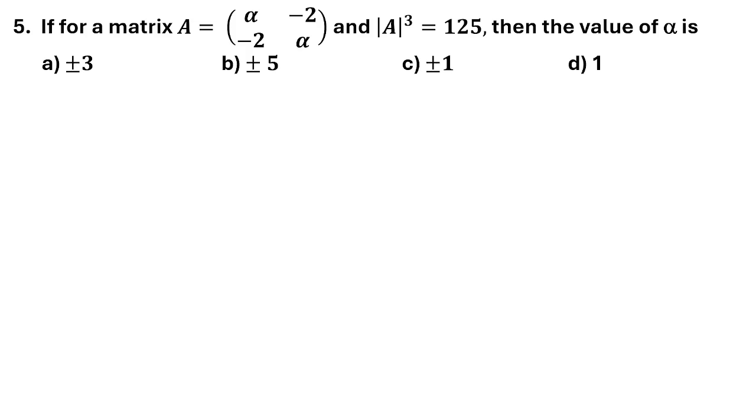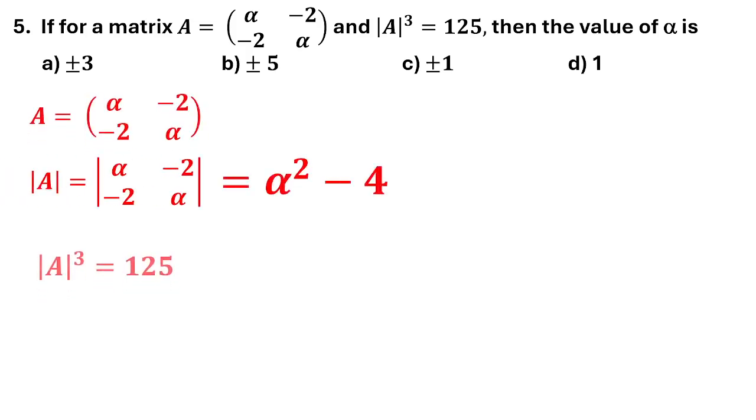Well, go to question number 5. Okay, there is a matrix given. Determinant A, the whole cube, is 125. Then you have to find the value of alpha. Let us find determinant A. Determinant A, I am getting it as alpha square minus 4. It is given that determinant A, the whole cube.